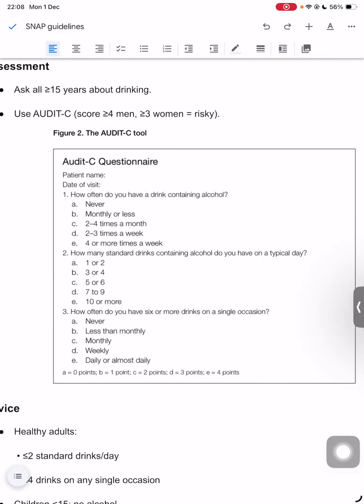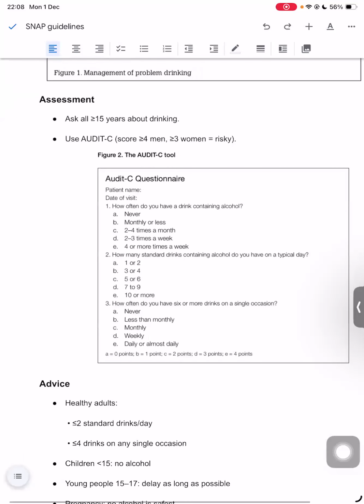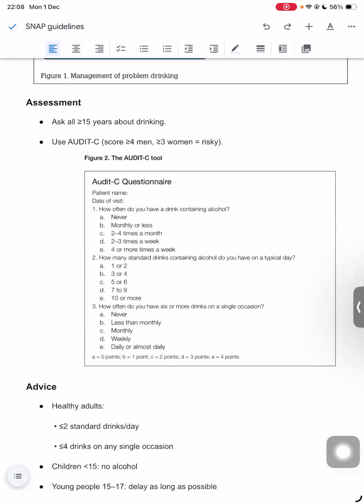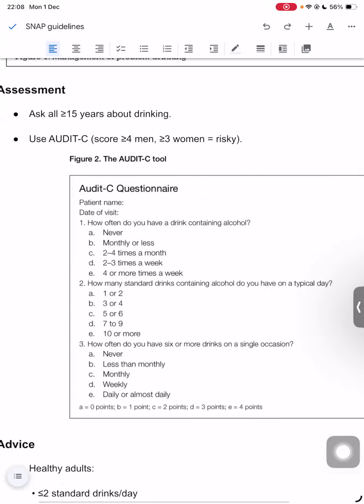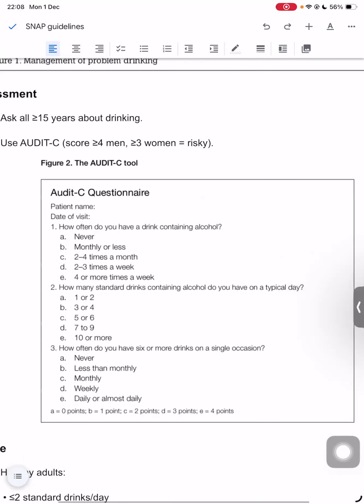Remember: how often do you have a drink containing alcohol? Then how many standard drinks containing alcohol do you have on a typical day? And how often do you have 6 or more drinks on a single occasion? This is the Audit C tool. If this score is more than or equal to 4 in men and more than or equal to 3 in women, they are at risk of alcohol dependence.